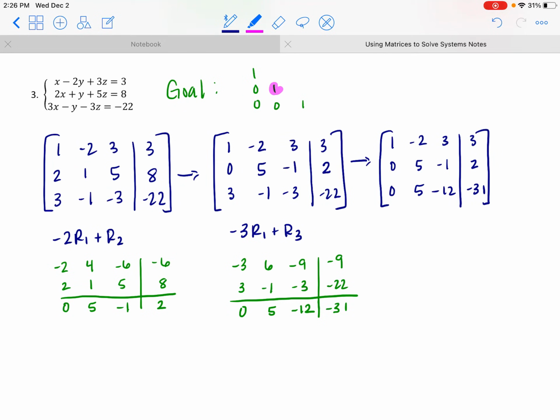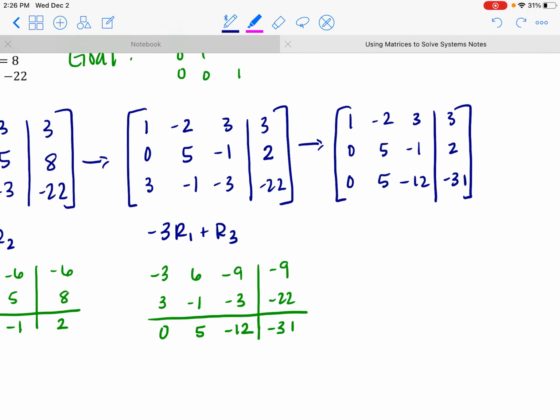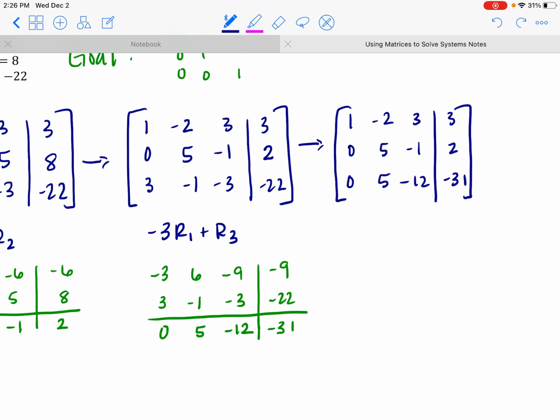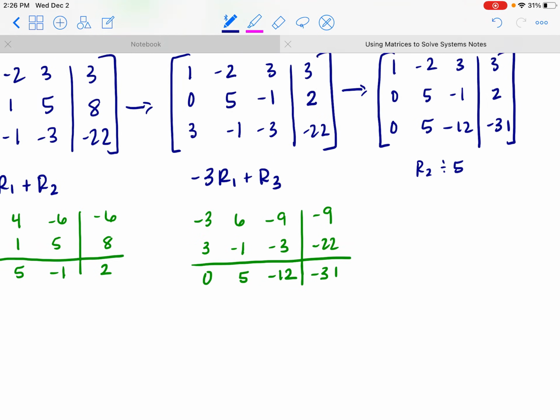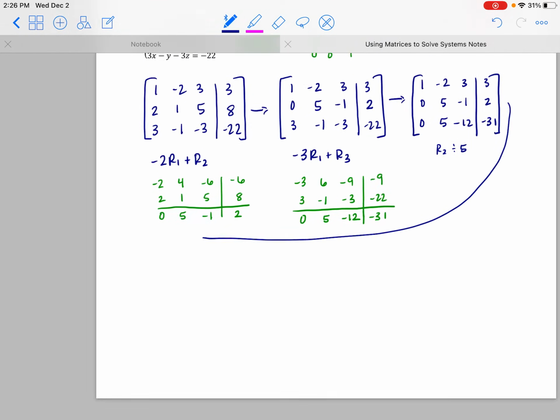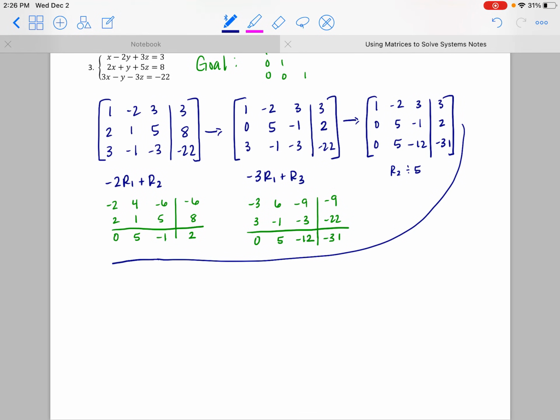Now I've got to get the 1 in that next spot. Okay? So how do I make a 1? Making a 1 is where we multiply or divide a row. So my next step would be to do row 2 divided by 5, or multiplied by a fifth. It's the same thing. And because I'm out of space, I'm going to pick this up over here.